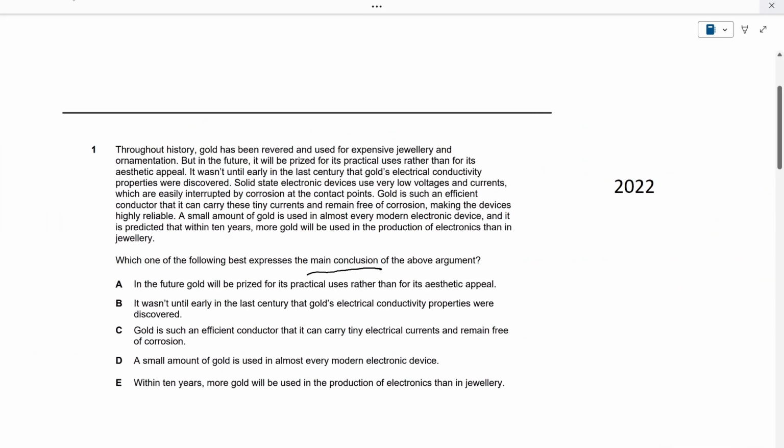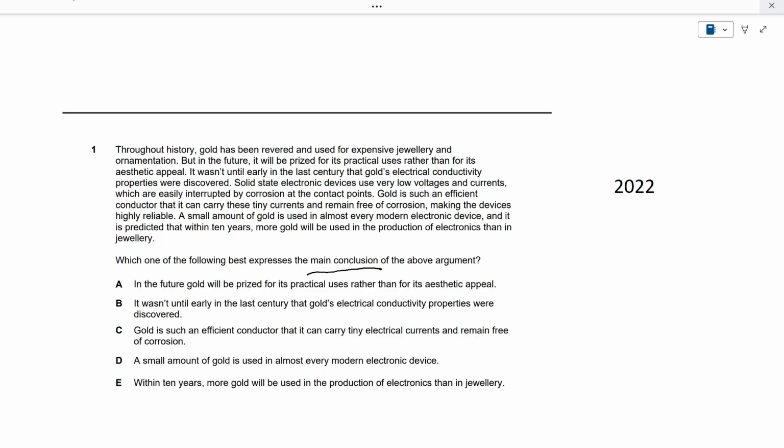So this is 2022 question 1. Pause the video, have a go yourself. So let's see: throughout history, gold has been revered and used for expensive jewellery and ornamentation. But in the future, it will be prized for its practical uses rather than for its aesthetic appeal.